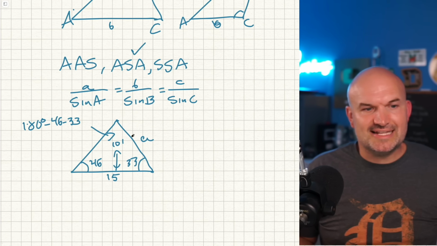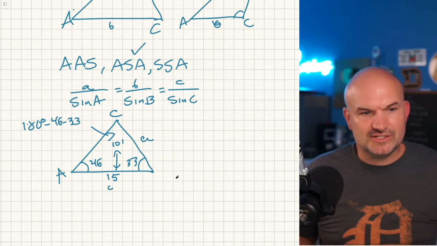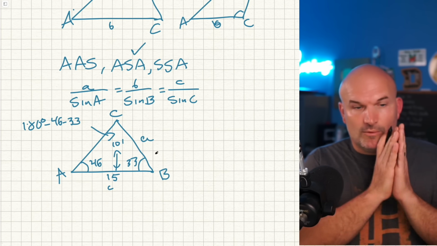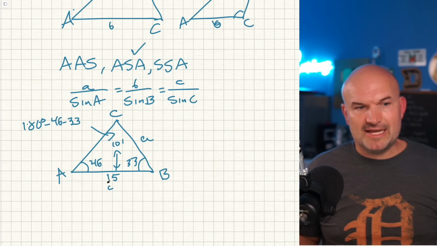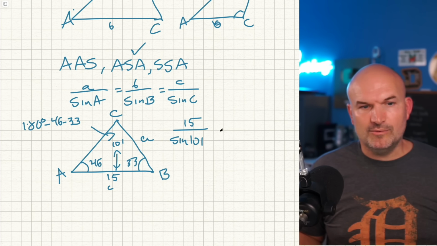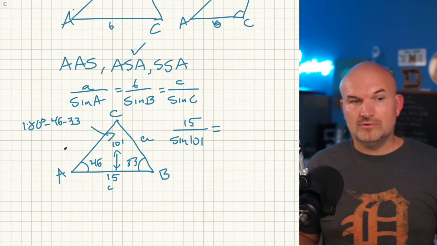Okay. Now, since that's A, let's call this big A, and let's call this big C. And then we'll call this little c, and we'll call this b. So I don't need to create a proportion for every side length. I just need to create one proportion. So what I'm going to do is take what I have here. I'm going to say a, 15 over the sine of 101, and that's going to equal, well, either one of these.